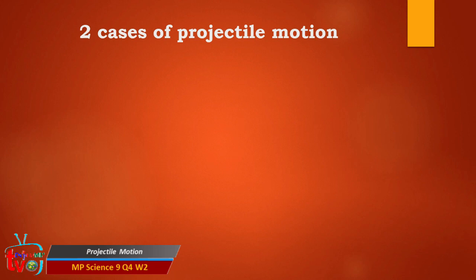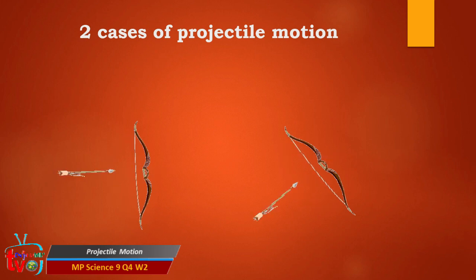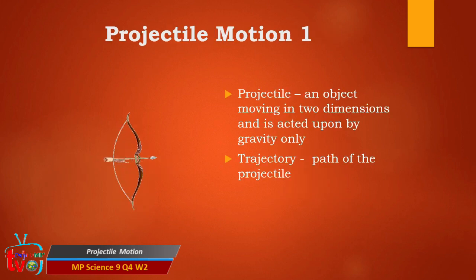Two cases of projectile motion: a projectile launched horizontally and a projectile launched at a certain angle with the horizontal. The projectile is the object that is moving in two dimensions and is acted upon by gravity only. And the path followed by the projectile is called trajectory.